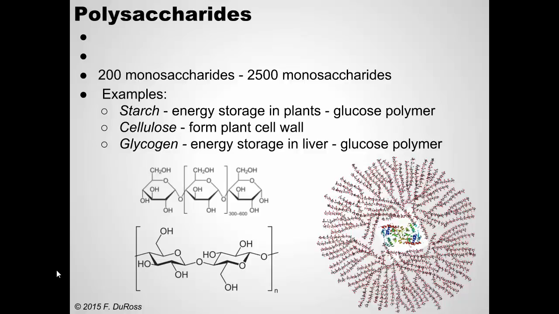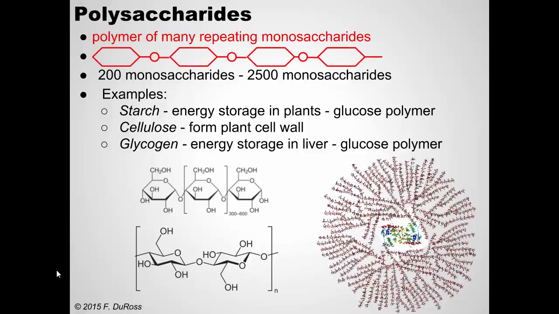What does poly mean? Many. It means many. And so these are large polymers, large molecules of repeating monosaccharides connected one after the other after the other. They could be 200 monosaccharides connected up to thousands of monosaccharides connected.